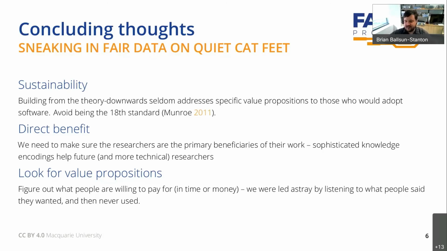And finally, the thing that's guiding our development is we have to figure out what people are willing to pay for, in time or money, rather than what they say they want. Because when we listen to what they say they want, we spend 5-6 digits building what they say they want, and they never end up using it.